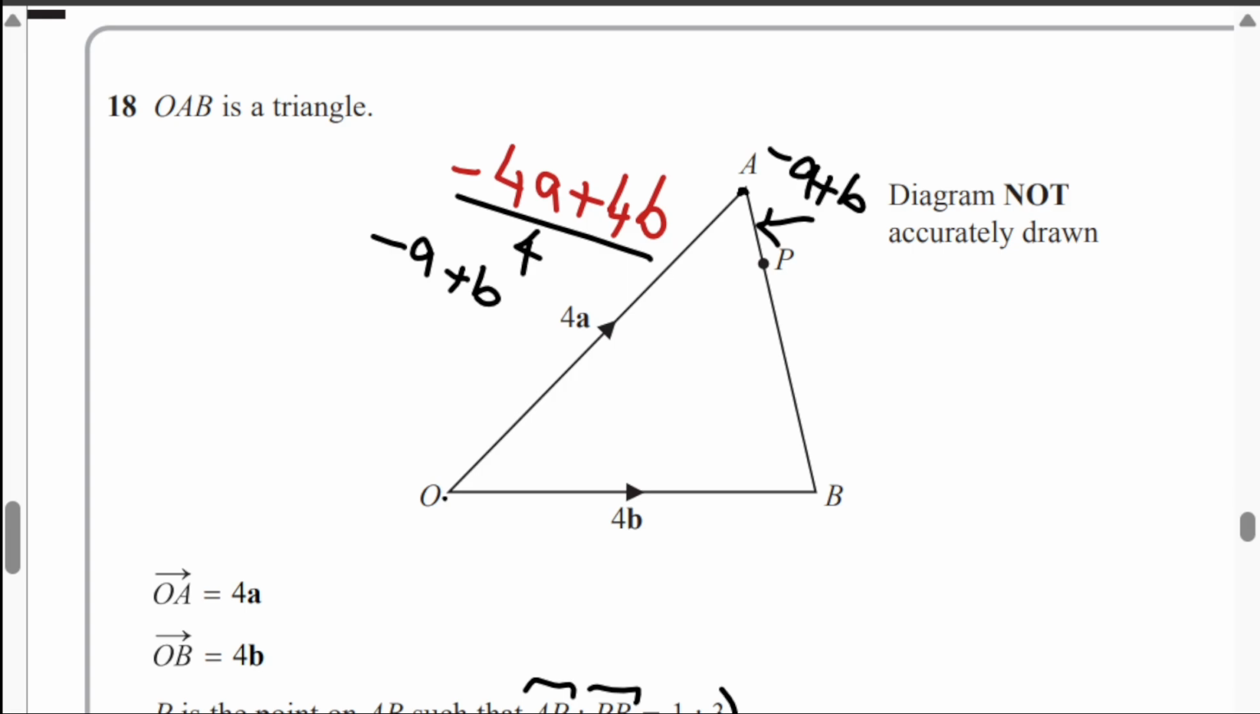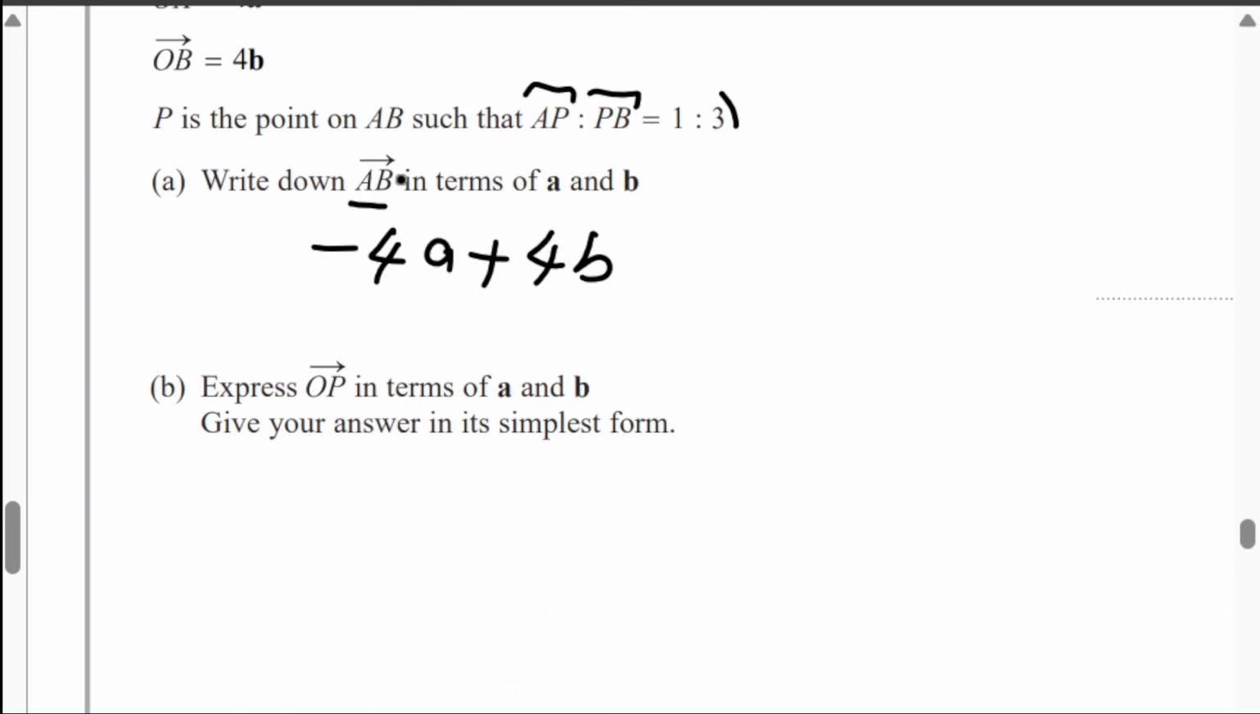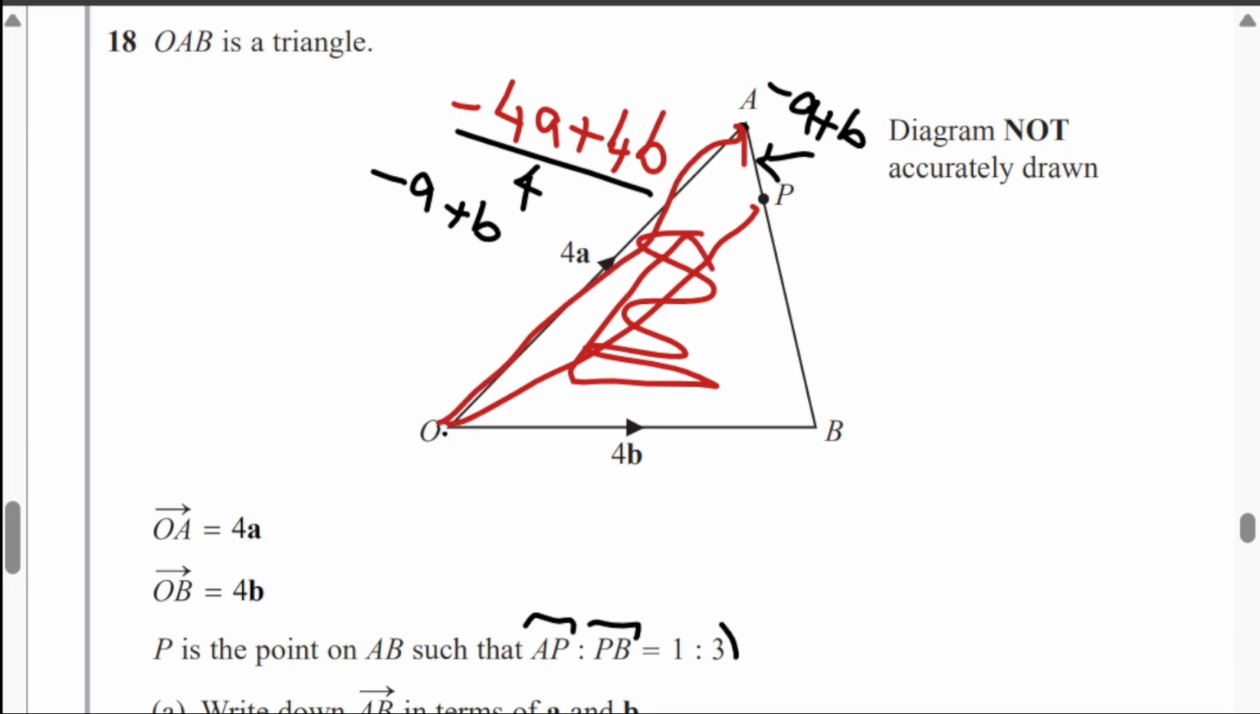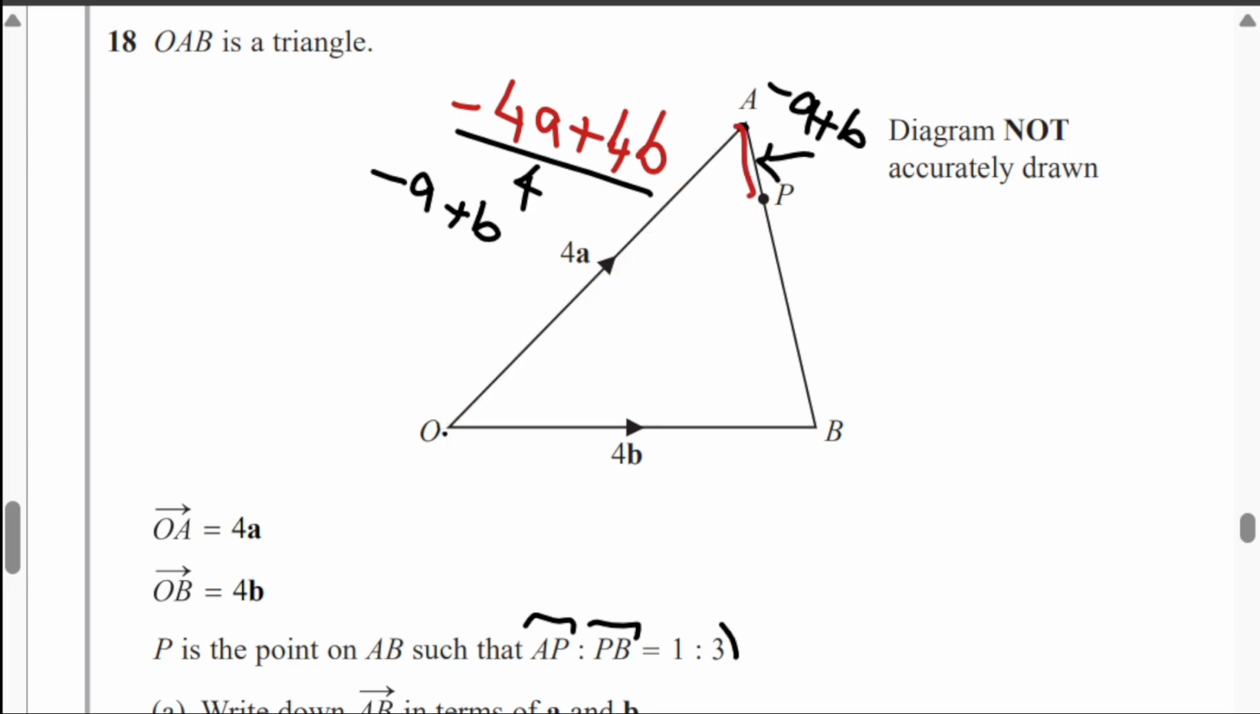So what's the question asking now? The question says, go from O to P, from city O to city P. This is it here. Can we drive through this place? No, we can't. So we will go here, and then we'll go down. Let me just erase this. So we'll go here, and then we'll go down. This is 4A, and this is negative A plus B.